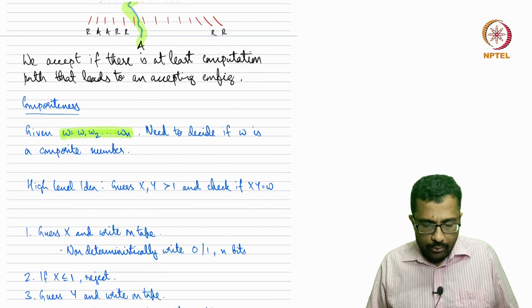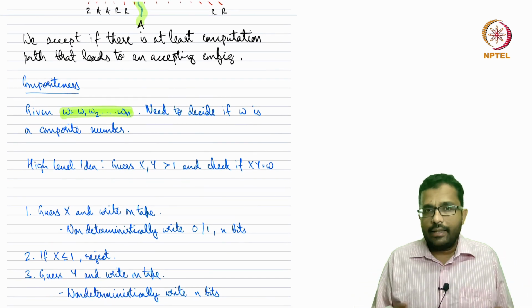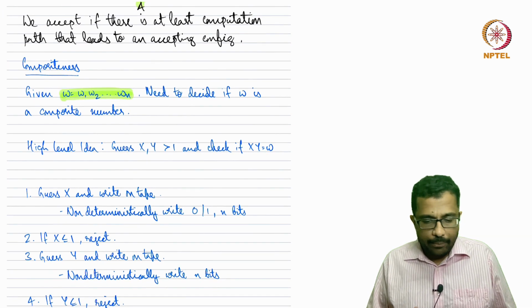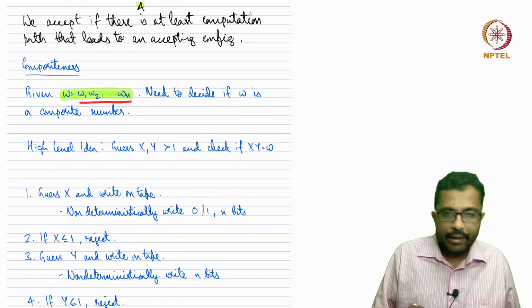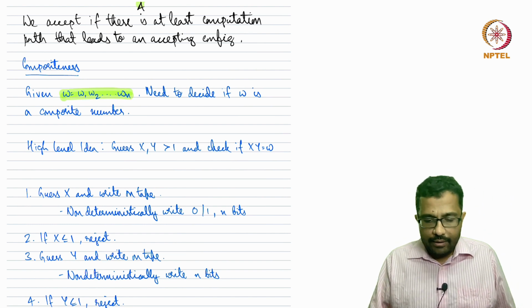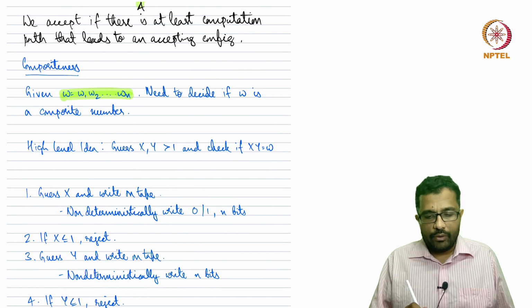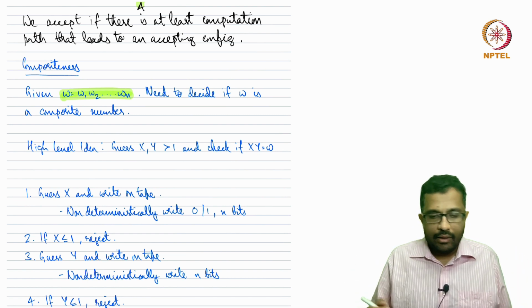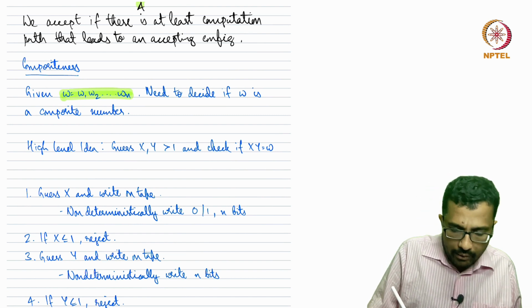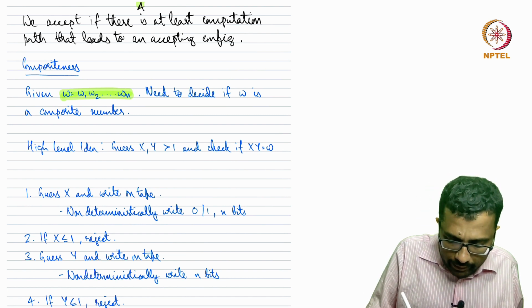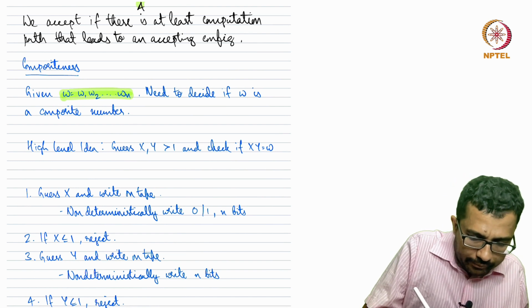So what we do is this. How do we actually guess x and y? Suppose W, the way W is given, has n bits, right? So W1 to Wn, n bits. First we are going to write x on the tape. Since the length of W is n, we are going to write an n-bit number for x. So it could be anything. So you decide like this.